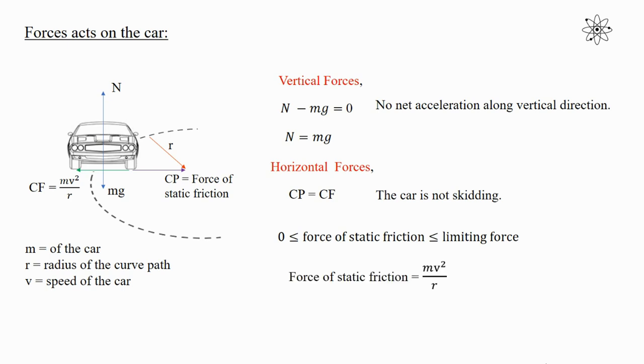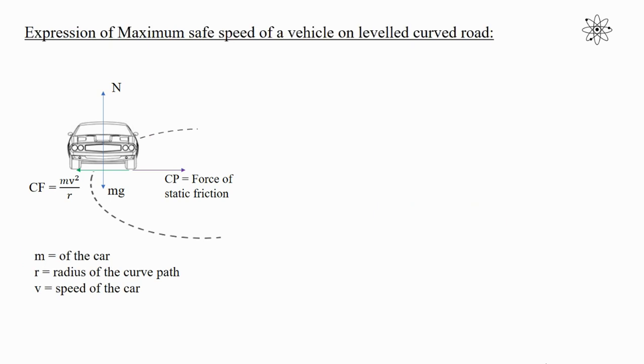Therefore, for the centripetal force I substitute the force of static friction, and for the centrifugal force I substitute mv square upon r. Now, let's find the maximum safe speed for the vehicle on the level curved road. We know student, the limiting force of static friction provides the maximum speed up to which the car can move along the curved path without skidding.